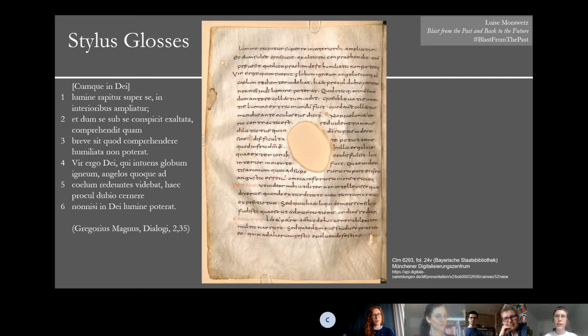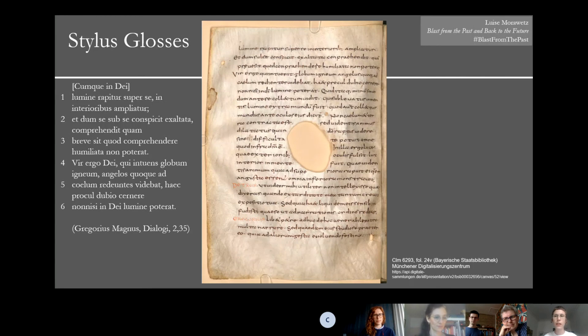Regarding the writing technique, there were two main types of glosses: ink and stylus glosses. While ink glosses are well visible, seeing stylus glosses can be tricky. They were pressed or scratched in the parchment using styluses and are usually not colored. This is why they were forgotten or ignored for a long time.